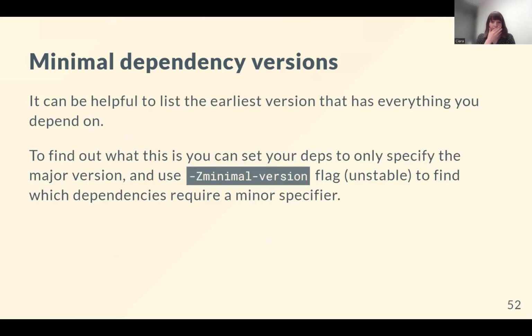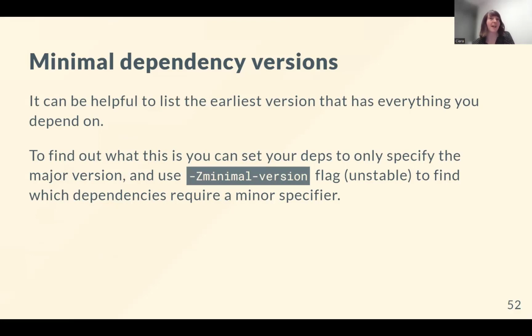One thing you could do is list the earliest version that has everything you depend on, but how do you find that out? You've just pulled in a dependency. You haven't necessarily thought super closely about whether that's the oldest version that you could compile with. And one thing you can do is change your dependencies to only specify the major version and then compile with this flag, Z minimal version.